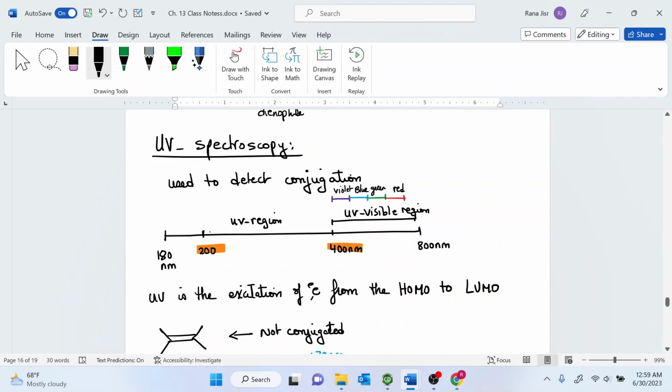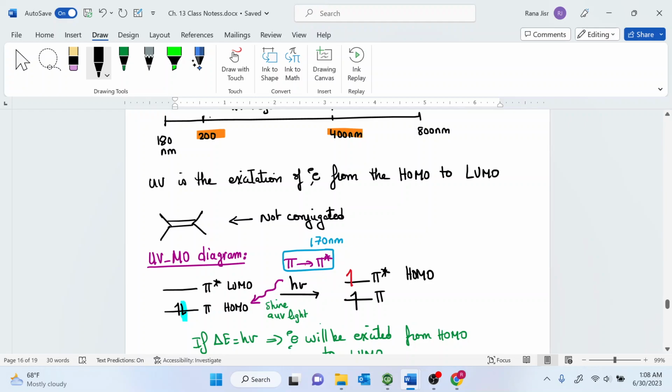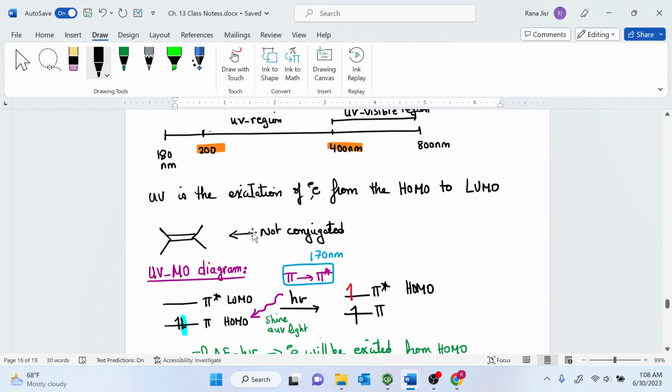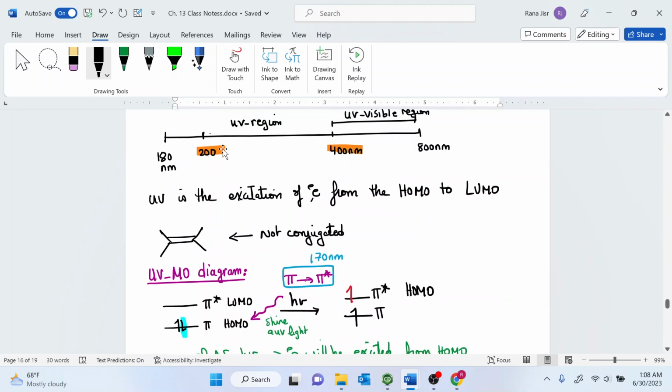The absorption of radiation differs from one spectroscopy technique to another. For example, in IR, bonds vibrate. In NMR, proton spins, and in UV, electrons get excited from the highest occupied molecular orbital to the lowest unoccupied molecular orbital. Consider alkene. Alkene is not a conjugated system. So if it's not a conjugated system, it's not going to absorb between 200 and 400 nanometers. It's going to absorb before 200 nanometers.